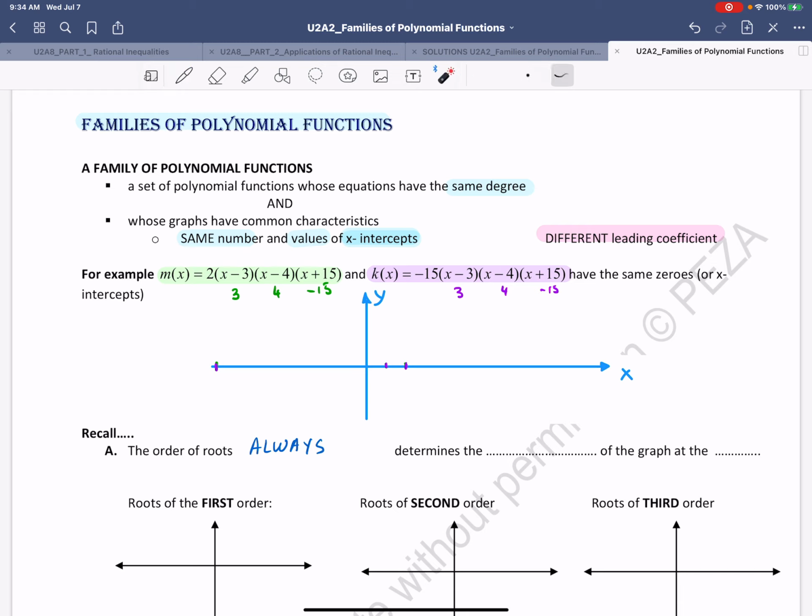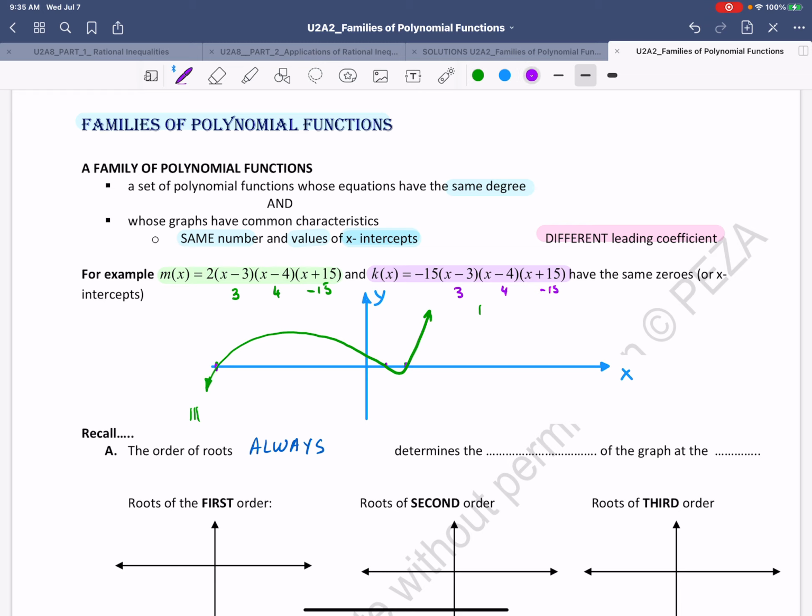Now, if you look at the leading coefficient for m of x, we have a leading coefficient of 2, which is a positive number. It's a cubic polynomial function, which means that it will start in quadrant 3 and end in quadrant 1. So if you were to draw this graph, this is what we would see.